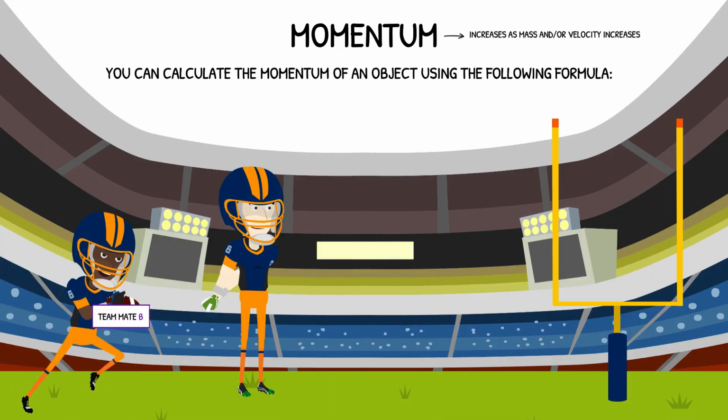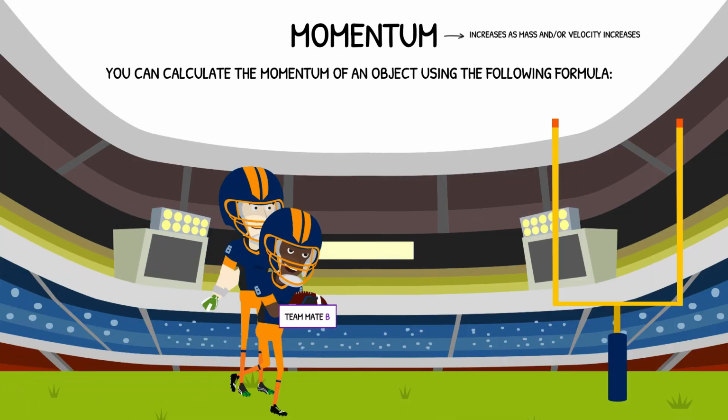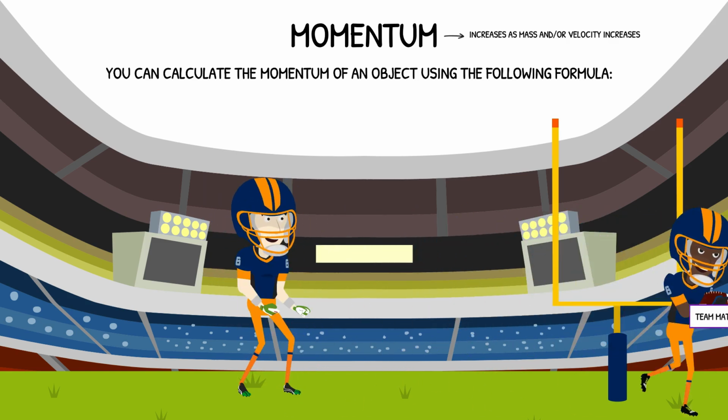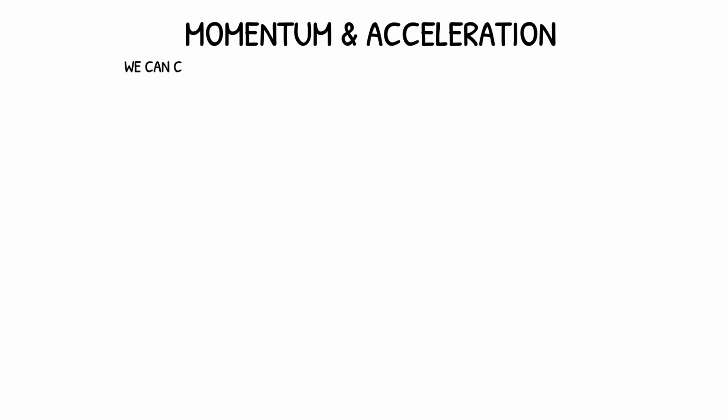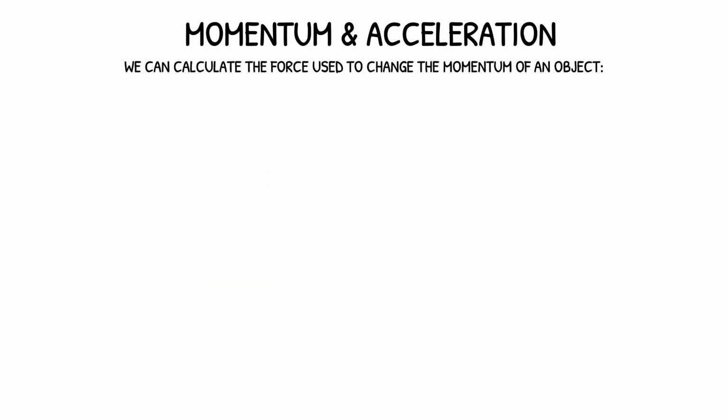So, what happens to the momentum of teammate B if they are pushed? A force being applied to an object that is moving or that can move is going to change its velocity. This change in velocity means that the momentum of the object changes also. We can calculate the force used to change the momentum of an object as follows.